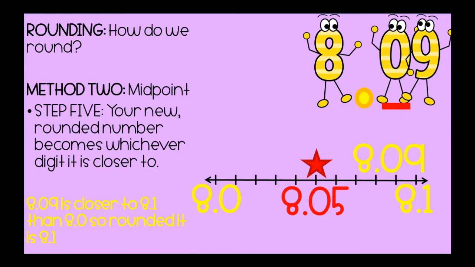Step 5, your new rounded number becomes whichever digit it is closer to. So in our example, 8 9/100ths is closer to 8 1/10 than 8. So rounded 8 9/100ths becomes 8 1/10 or 8.1. Basically, after I put it on my number line, I saw that my number is closer to the bigger option, 8.1, so that becomes my rounded answer, 8 1/10.